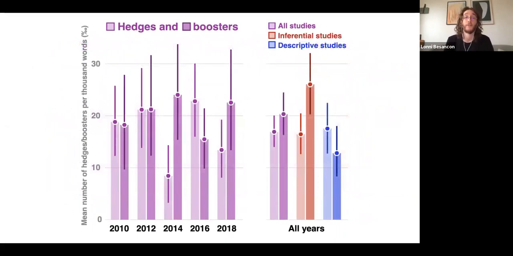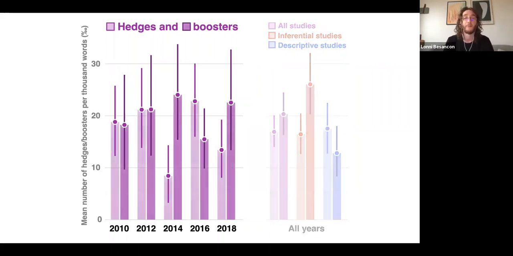However, this is interesting. If we look at hedges and boosters in these sentences, we have the mean number of hedges and boosters per thousand words presented here. And on the left part, you see this breakdown between years. And we see that maybe for 2014, there was probably just a sampling error, because otherwise it seems that the use of hedges and boosters is pretty consistent across the years and across paper types, right? Like inferential or descriptive studies. But yeah, 2014 is probably just a small sampling error.